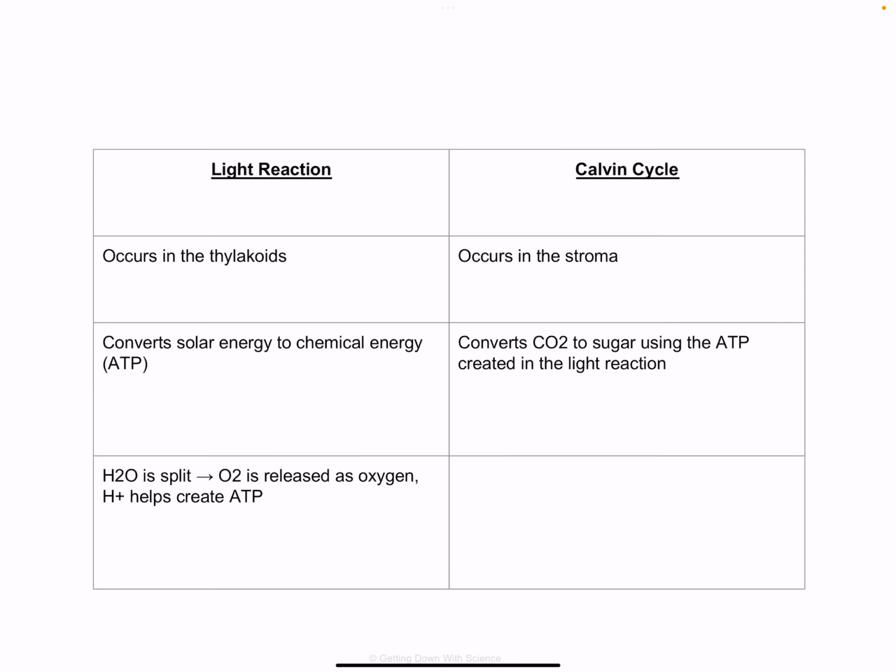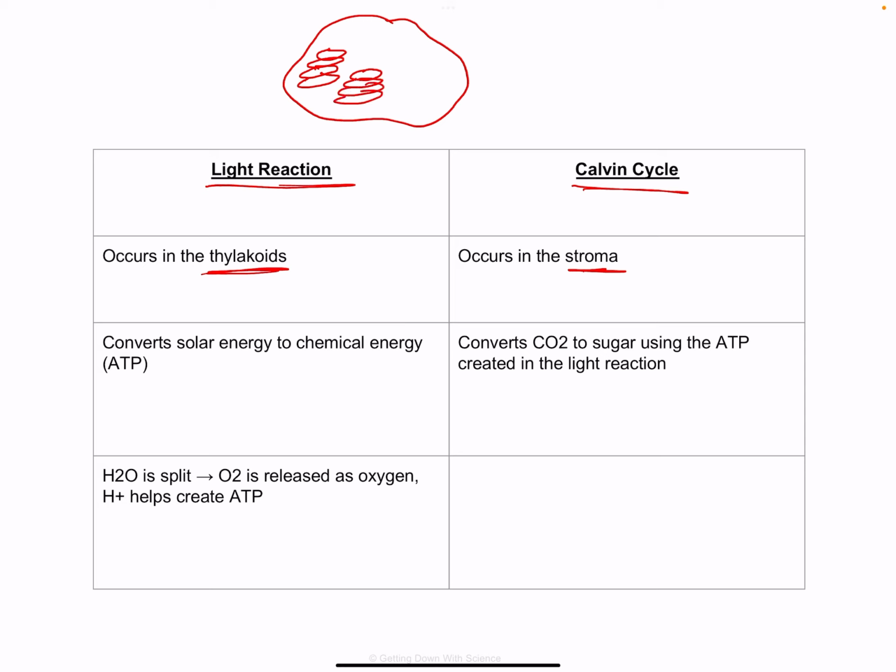So let's take a look at that in a quick chart just so you can see the differences. So our light reaction, what's happening? Well, first of all, light reaction occurs in the thylakoids, everybody, while the Calvin cycle occurs in the stroma. So when we look at a chloroplast, what we're going to notice is that there are these little round stacks, and they are all over the place. And then you're going to notice that there's liquid surrounding the outside of those thylakoids and the interior of the chloroplast. Each of these little stacks, right? These are your thylakoids.